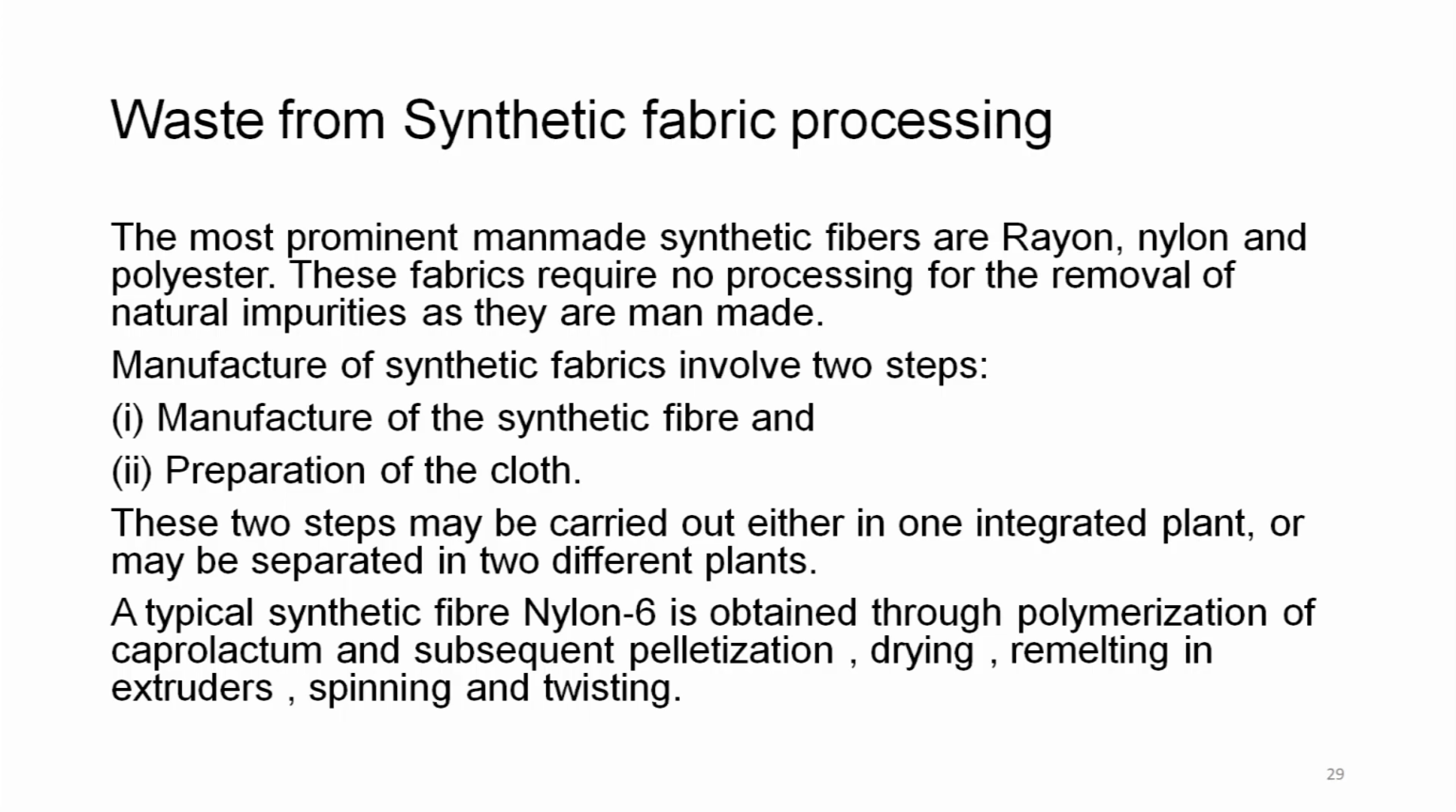A typical synthetic fiber, nylon 6, is obtained through polymerization of caprolactam, and subsequently pelletization takes place, then drying, remelting in an extruder, spinning and twisting. So, here it is a completely different type of synthetic fabric processing. It is not the same as what we saw in the case of cotton or wool.